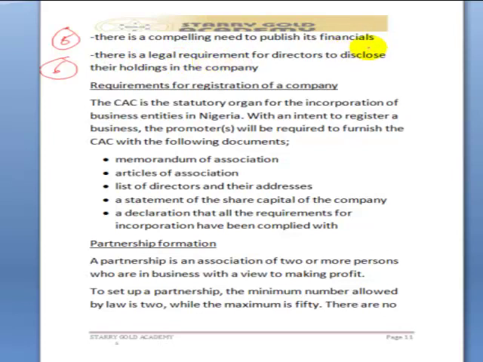An example of a public limited liability company is First Bank of Nigeria PLC. First Bank, it is a PLC. Likewise, Berger Paints PLC, it is a PLC company.